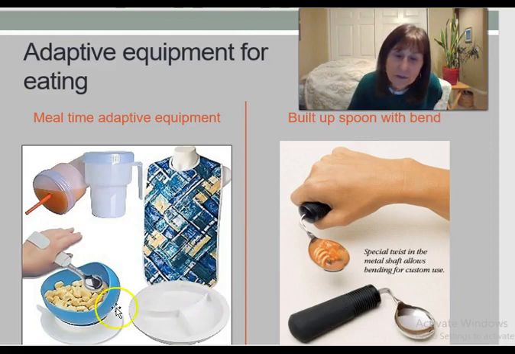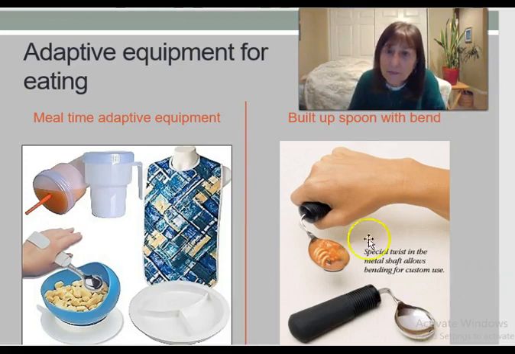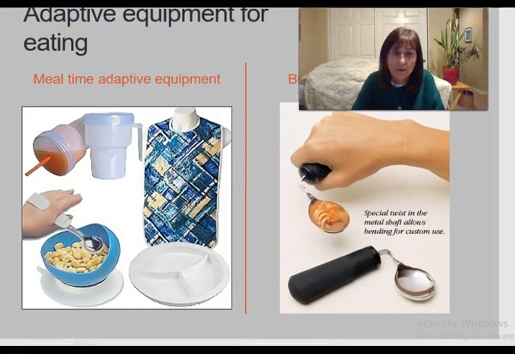There's dishes where the sides have lips on them. They're a little higher up, so they could get things on a spoon using one hand. Special spoons that are, first of all, thick here, built up, so they could hold on easier. And this one's actually curved, so they could get it in their mouth easier.